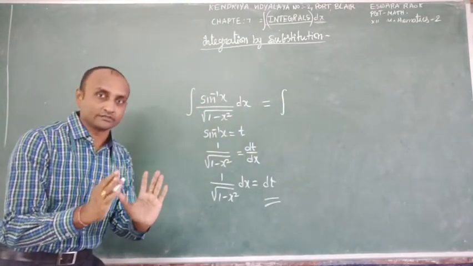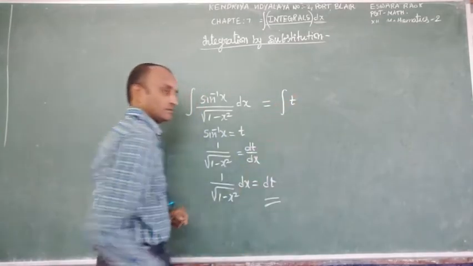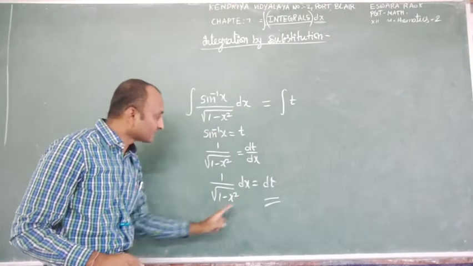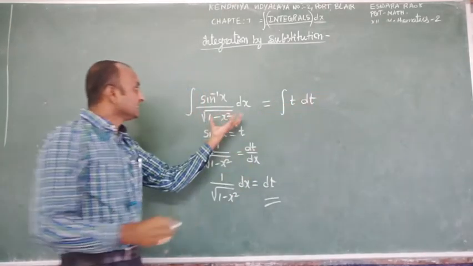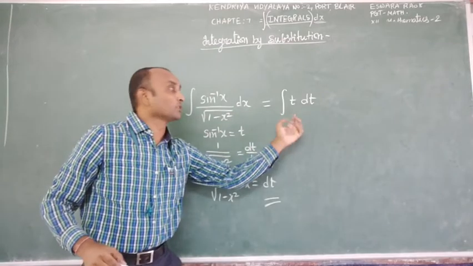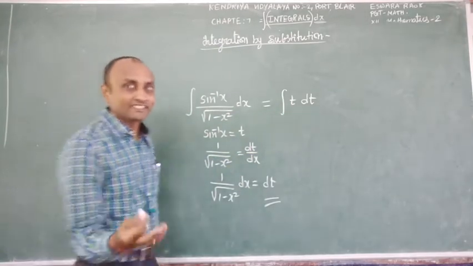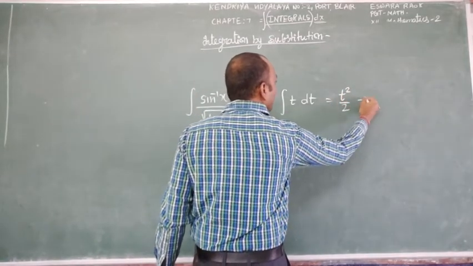Look at it carefully. Sine inverse x becomes t. And what happened to 1 by root over 1 minus x square into dx? It changed to dt. So now, instead of integrating this, we integrate this. What is the integration of t with respect to t? It is t squared by 2 plus c.